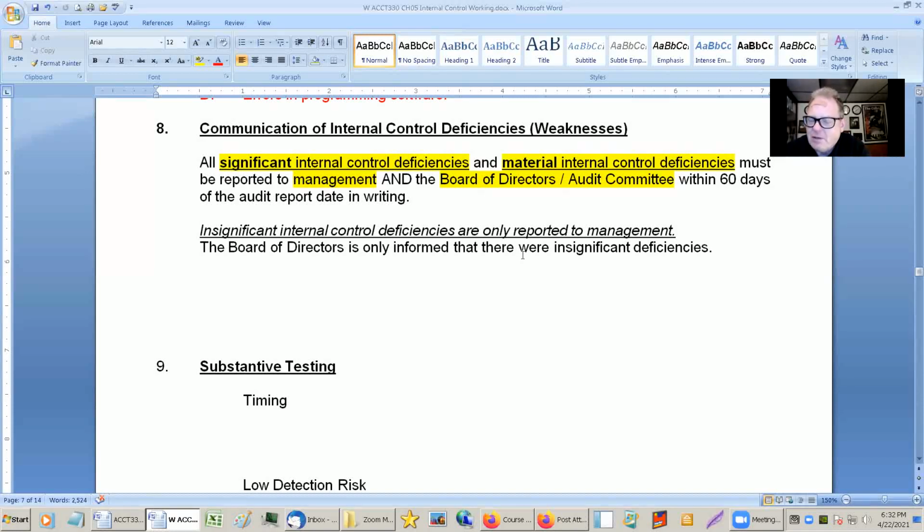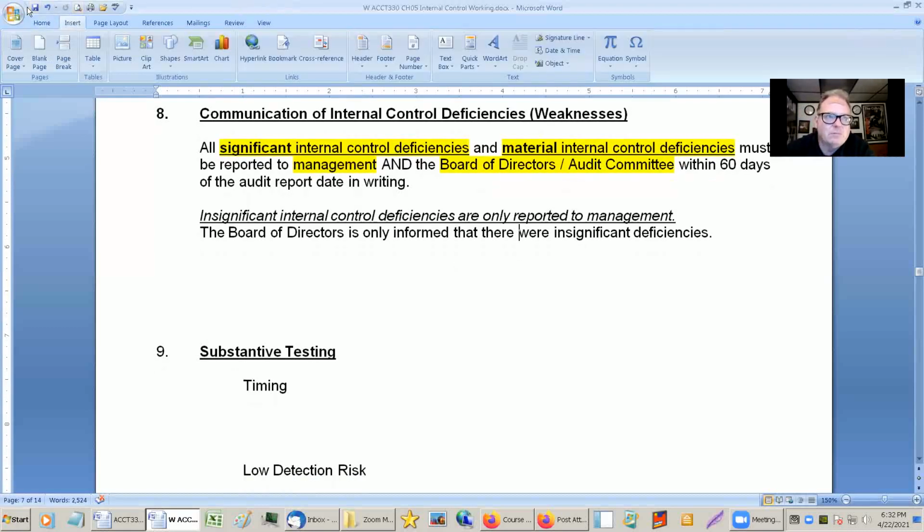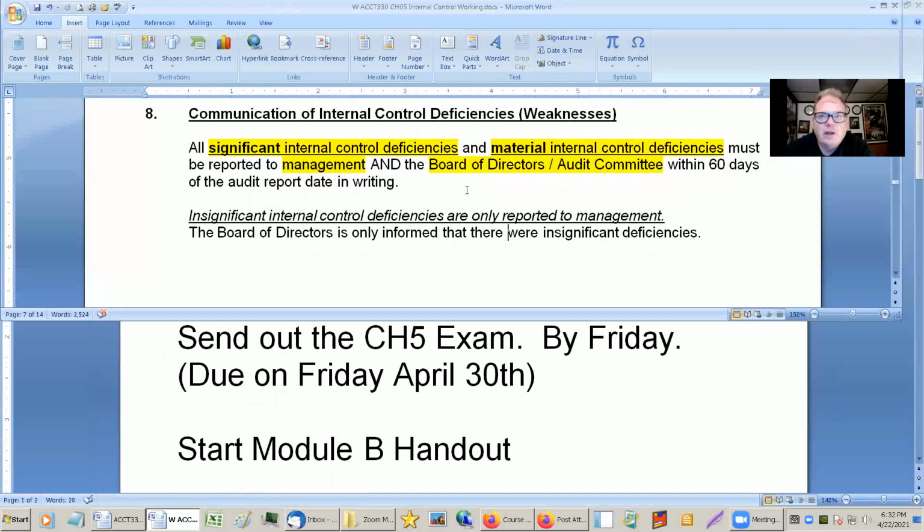You give that to management. You come across it and give it to management, but you are not going to bother the board of directors with that. And you don't want to report it to them because they might take it seriously when it really isn't. It really has nothing to do with the financial statements. Okay.